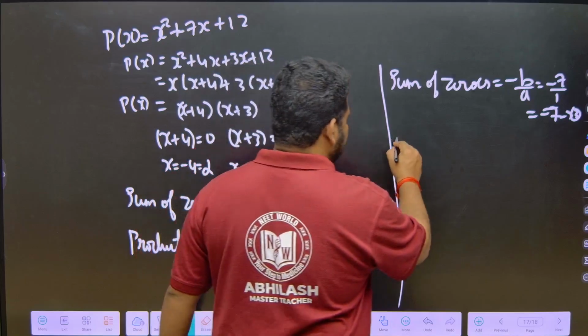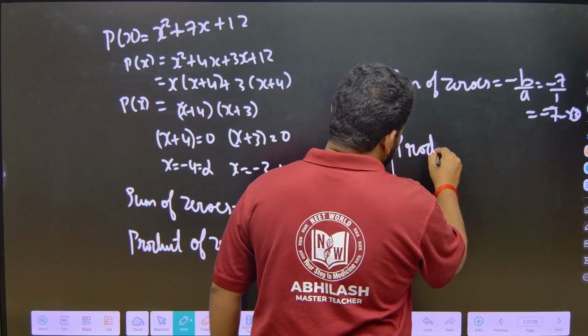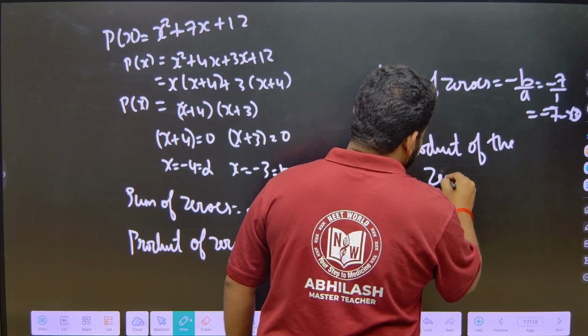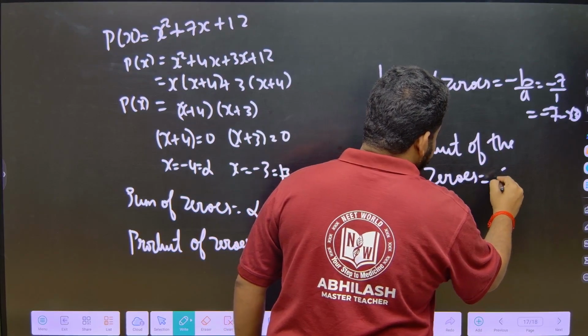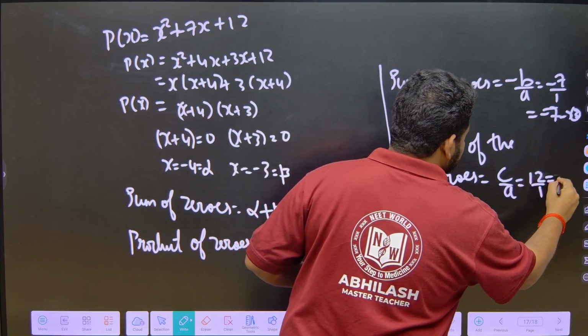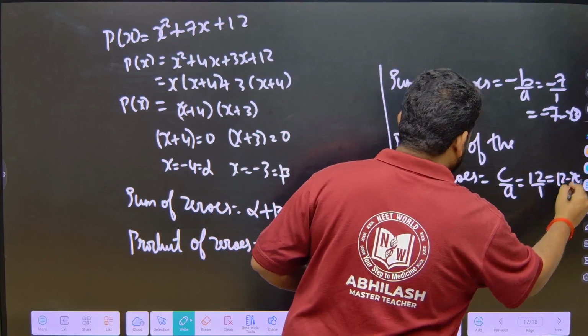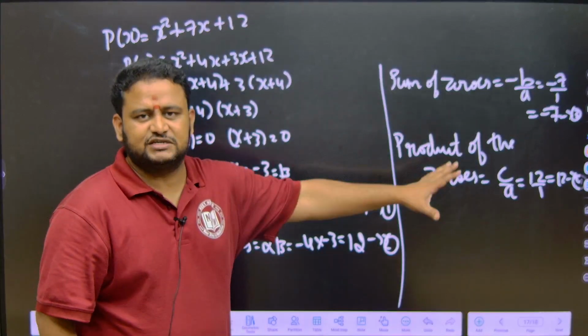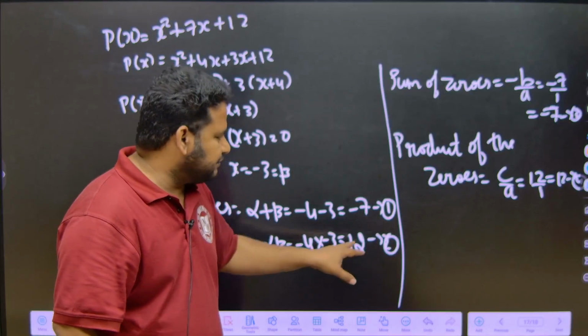Now, if I look at the product of the zeros, that is nothing but c by a. Here c is what, friends? c is equal to 12. 12 by 1 is equal to 12 itself. This will become equation 4. Let this be equation 2. If you observe equation 2 and equation 4, what are you getting? 12 itself as the answer.